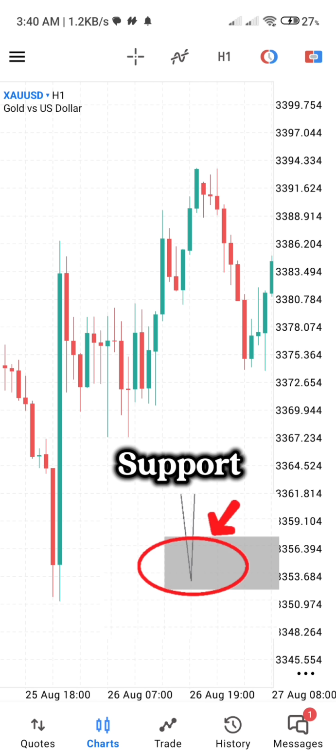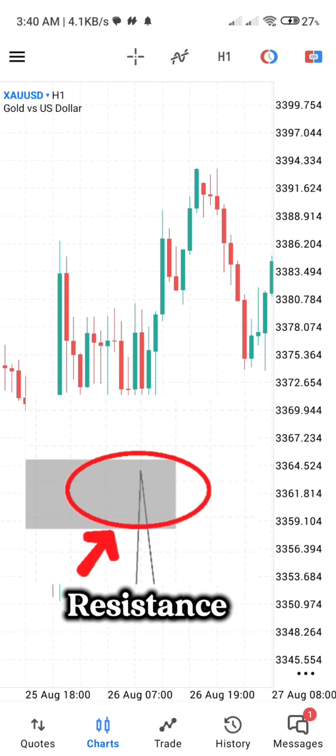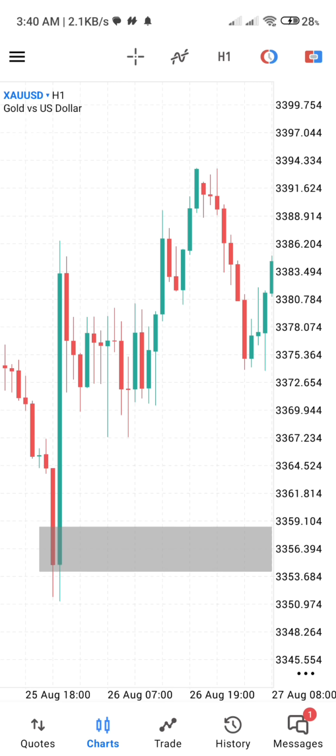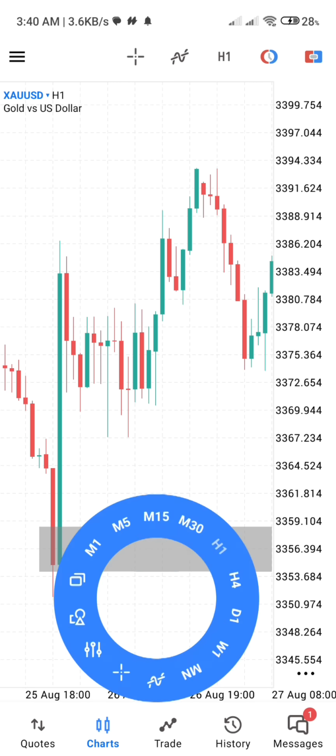In a line chart, we represent support with the capital letter V. At the same time, we represent the resistance area with the capital letter A. So that's the physical representation of support and resistance in a line chart.